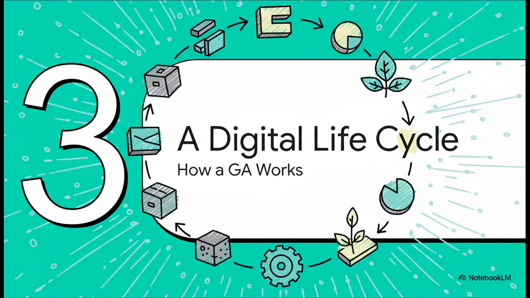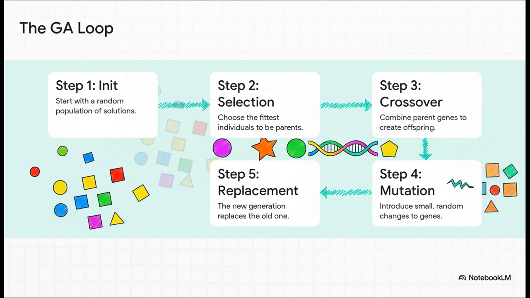All right, we have our vocabulary down. Now let's see how all these pieces come together in a process we can think of as a digital life cycle, churning out better and better generations of solutions. It's really just a loop that keeps repeating. We start things off by creating a random population of solutions. Then, we select the best ones to be parents. They create new offspring through processes called crossover and mutation. And finally, this new generation replaces the old one. Then the cycle begins again and again and again, getting progressively better each time.